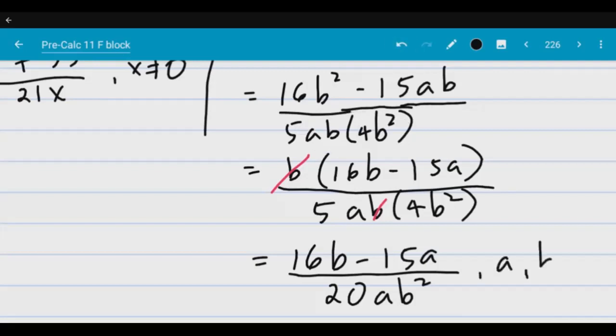Now, once again, this b cannot cancel out with this b squared because this b only appears in the first term in the numerator. If you want to cancel out this b, it has to be factored out from both terms, but the second term does not have a b. Likewise with the a, you cannot cancel out these two a's, because to cancel out this a, you have to be able to factor out an a from both terms in the numerator, and a only appears in the second term in the numerator. Okay, so there is your answer.